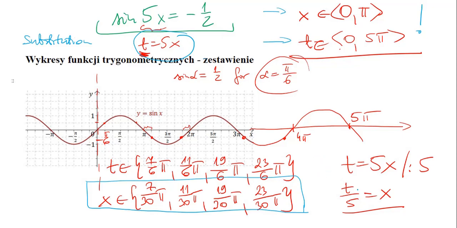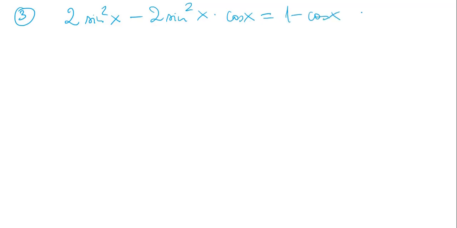Just to pay attention to what the interval is, and which letter we are looking at. All right, so this is equation number 2, and we have time for one more. Let me just think what we can use here. I think we can use this one. So equation number 3 is like this: 2 sine squared x minus 2 sine squared x times cosine x equals 1 minus cosine x.